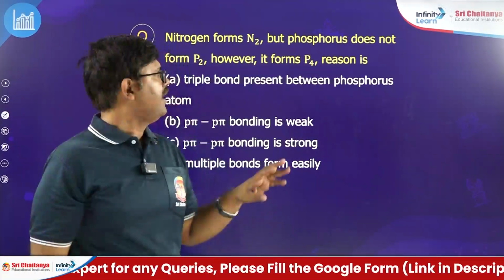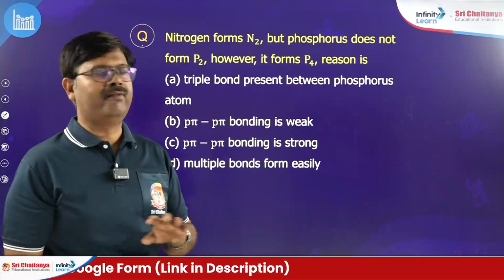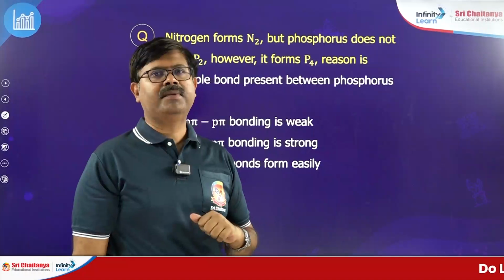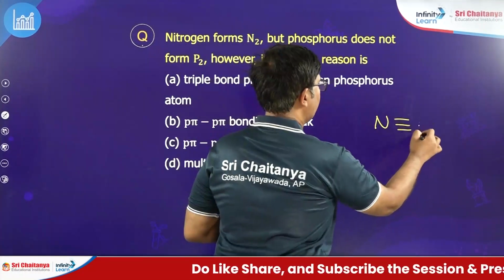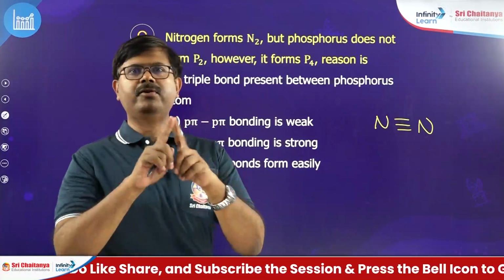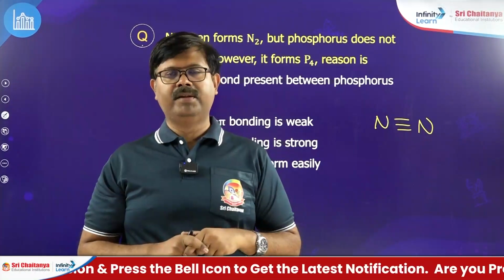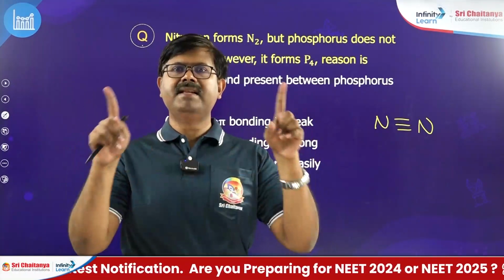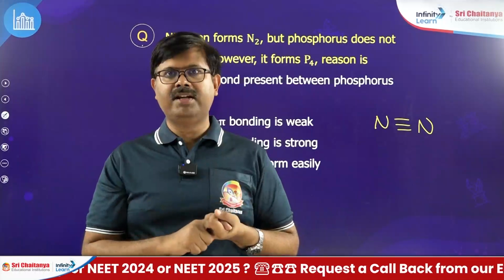Next question. Nitrogen forms N2 but phosphorus does not form P2. However, it forms P4. Reason is what? See, in case of N2, there are pi bonds, because 2p overlap is better to form a pi bond. But in case of phosphorus and others in this group, as size increases, lateral overlap is so less effective that they are not stable to form.